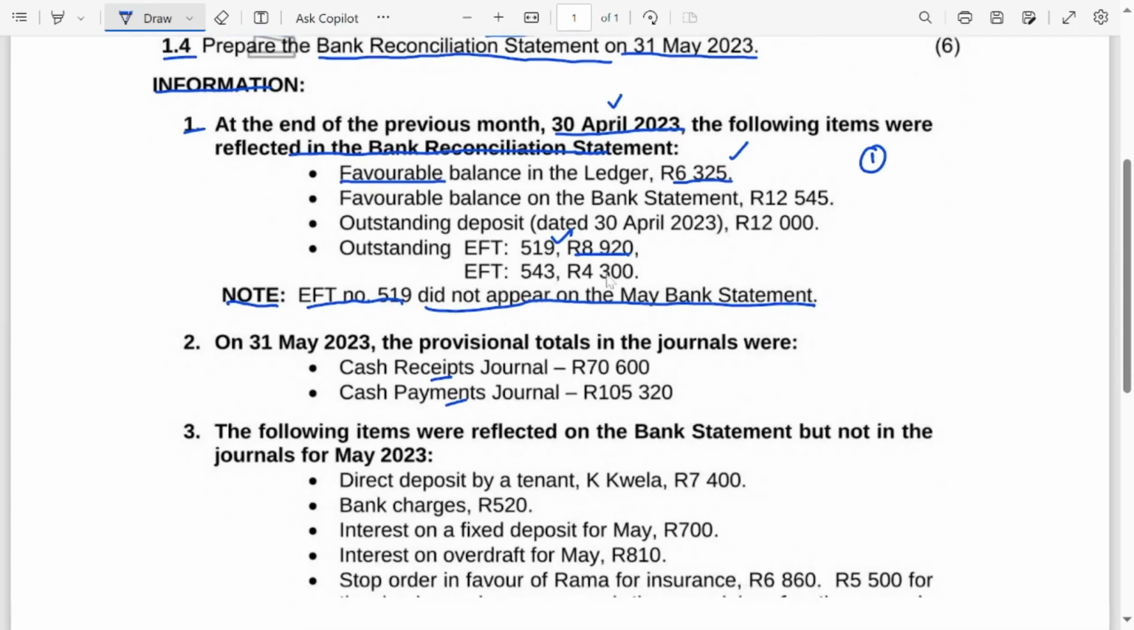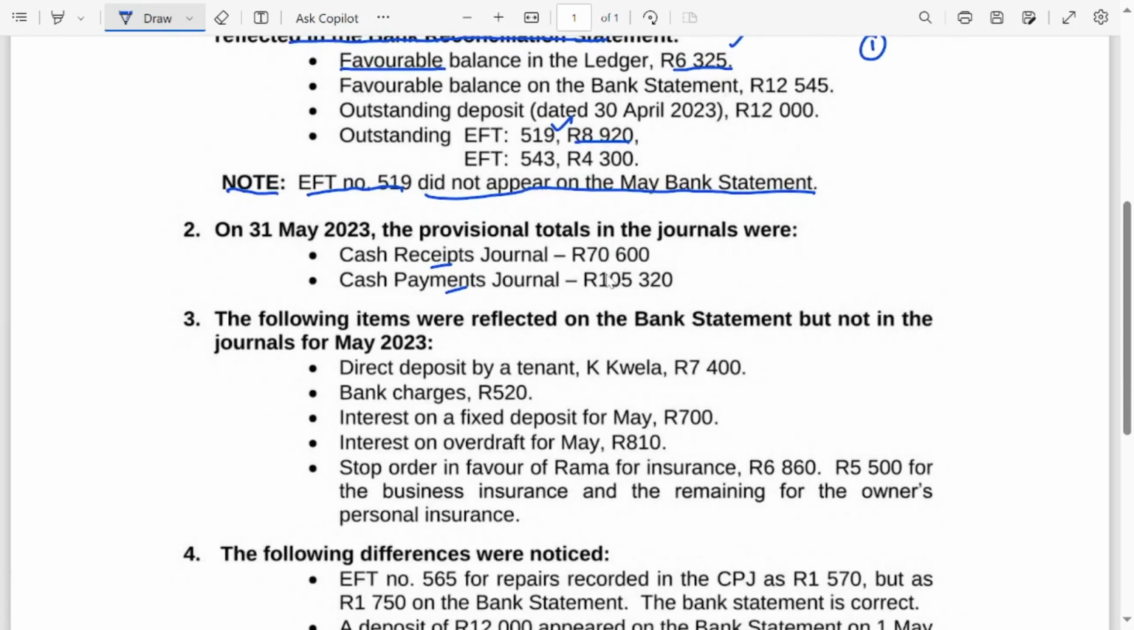Number 3, the following items were reflected on the bank statement but not in the journals. If the items are appearing in the bank statement but not in the cash journals, they must be recorded in the cash journals. Because they said they are reflected in the bank statement but not in the journals, it means that you must take all these and go and record them in the journals.